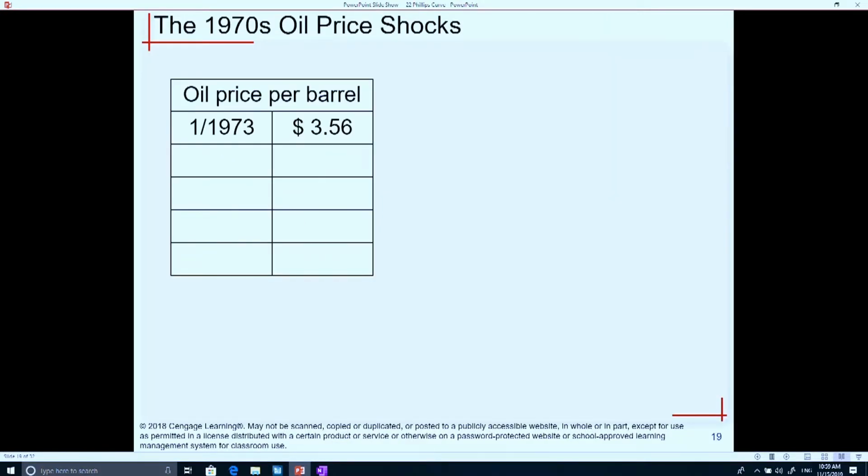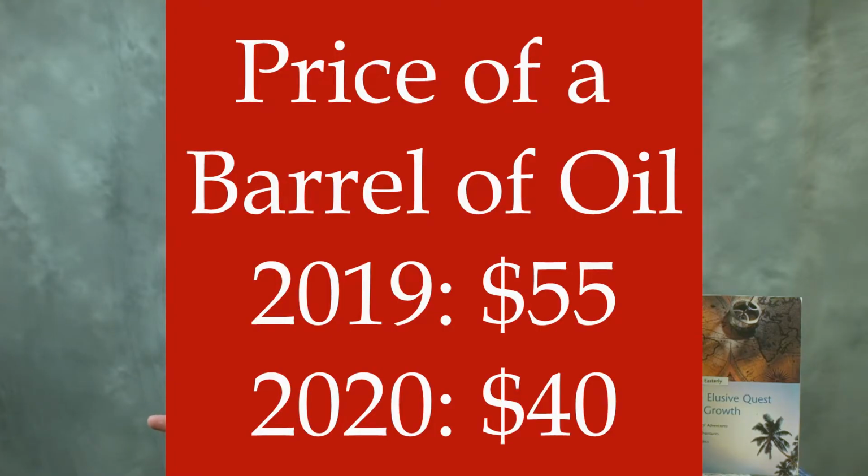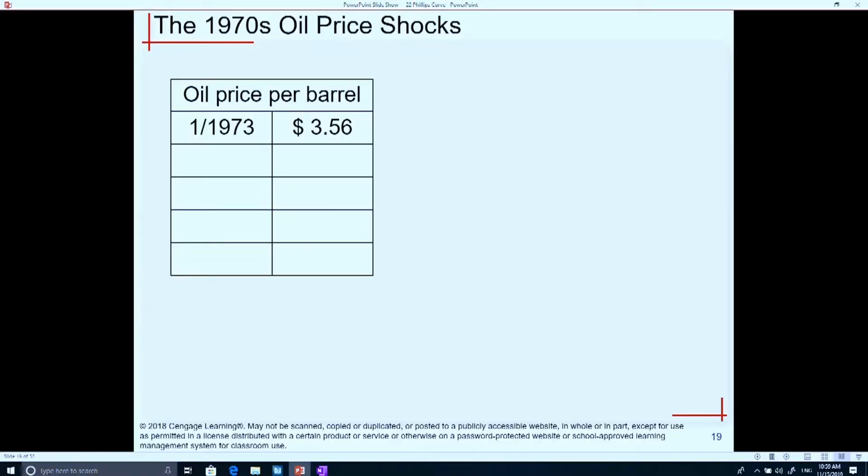The price of a barrel of oil in 1973 was $3.56. Today it's hovering around 50, 60 bucks or something, and in 2007, it was well over 100, like $120. Back in 1973, $3.56. And by 1974, it practically tripled in a year. That is going to have a huge effect, a big negative supply shock.